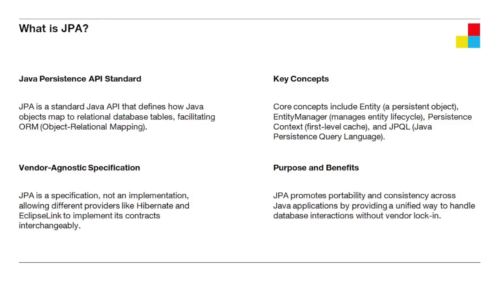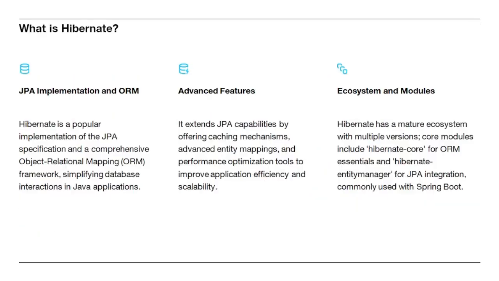Next one is purpose and the benefits. JPA promotes portability and consistency across Java applications, providing a unified way of handling database interaction without vendor lock-in. Okay, you need not worry about what is the final database you are using. It can be MySQL, it can be Oracle, but using this JPA, you need not worry about that. It provides a framework where you can interact with different databases. Okay, and also if you want to see what the queries are, it's easily visible in your console, which we will see with a practical example.